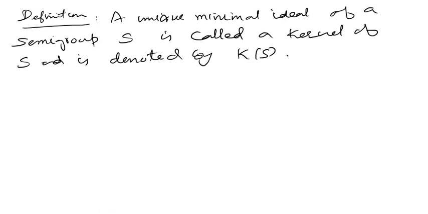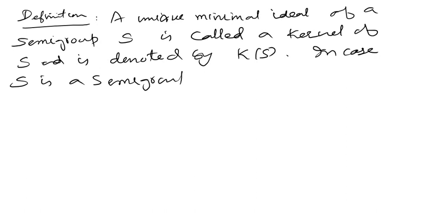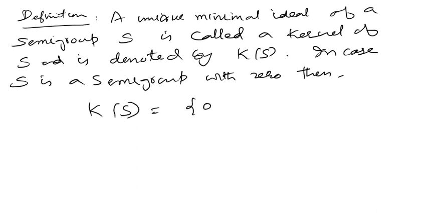Now in case S is a semigroup with zero, then what is the kernel? The kernel is the zero ideal, because this is the minimal one. Then K(S) is equal to 0, which is the unique minimal ideal.